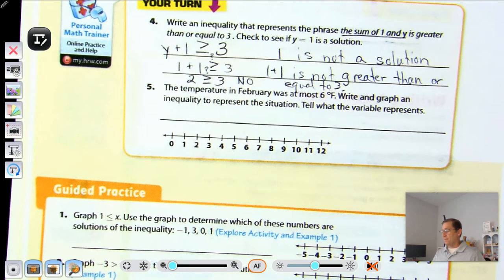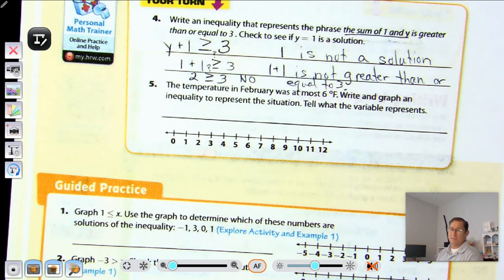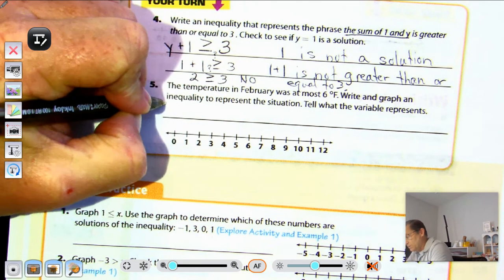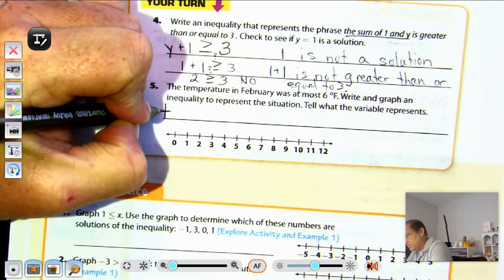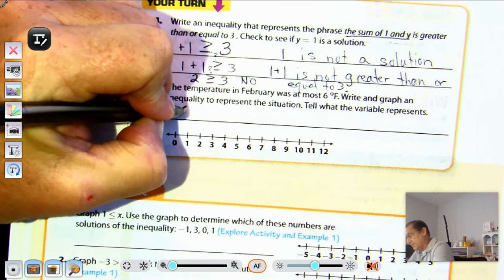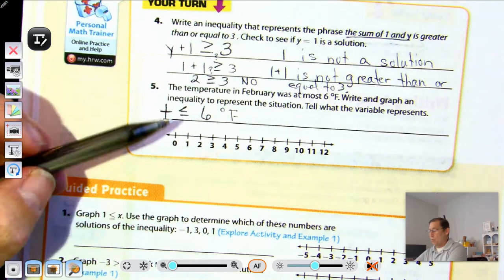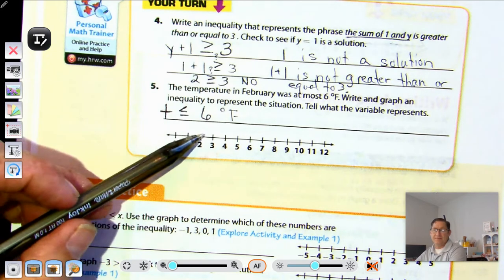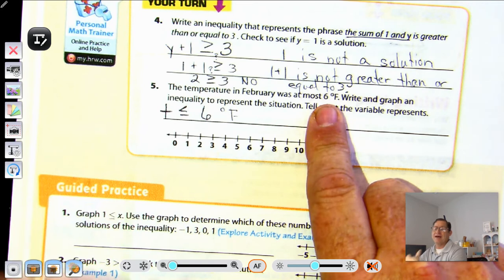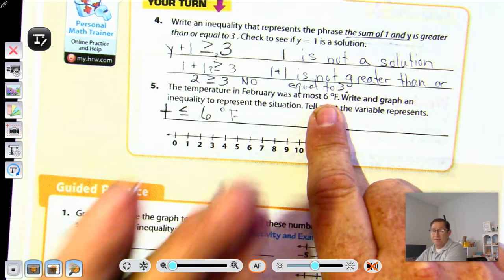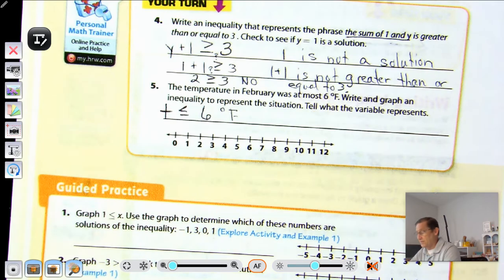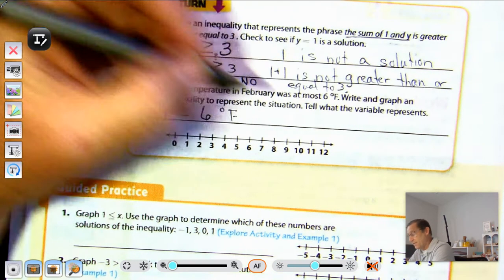All right, number 5. The temperature in February was at most 6 degrees Fahrenheit. Write and graph an inequality to represent the situation and tell what the variable represents. So here, at most, it could be 6 degrees Fahrenheit, or less. It can't be bigger than 6 because it says at most. So 6 degrees is the highest number or greatest value we can have. But all the other answers could be less than 6 degrees Fahrenheit.